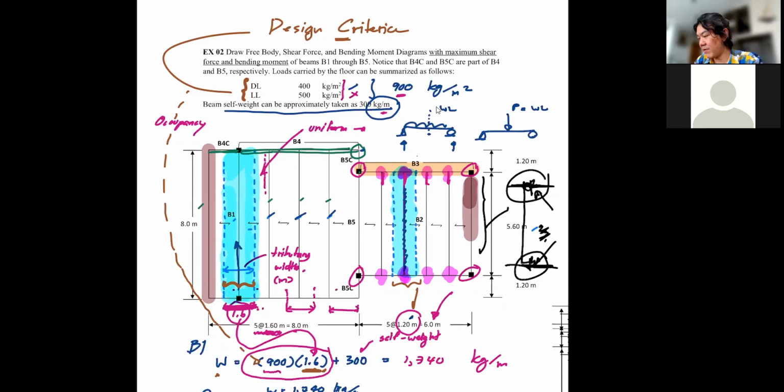And now when you look at B3, what would be the 2 supports for B3? Now you can see that we have columns here and here. So which means B3 will be directly supported by the columns. So after you calculate the B3, you would be successfully sending the load from the floor through the beam to the column. Okay, and once the load reaches the column, it is now ready to go downward to our foundation.